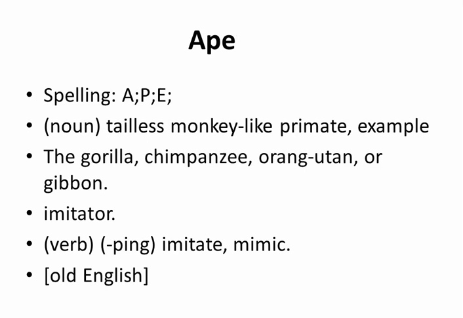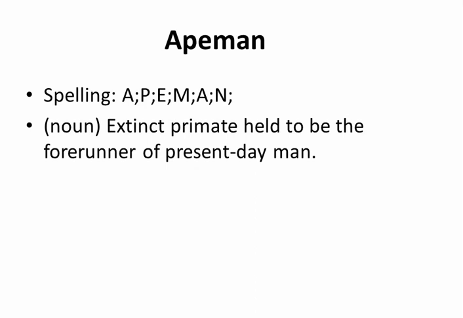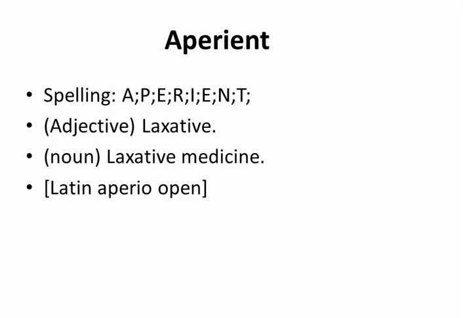Ape. Spelling, A-P-E. Noun, tailless monkey-like primate, for example the gorilla, chimpanzee, orangutan, or gibbon. Imitator. Verb, aping, imitate, mimic. Old English. Apeman. Spelling, A-P-E-M-A-N. Noun, extinct primate held to be the forerunner of present-day man. Aperient. Spelling, A-P-E-R-I-E-N-T. Adjective, laxative. Noun, laxative medicine. Latin aperio, open.